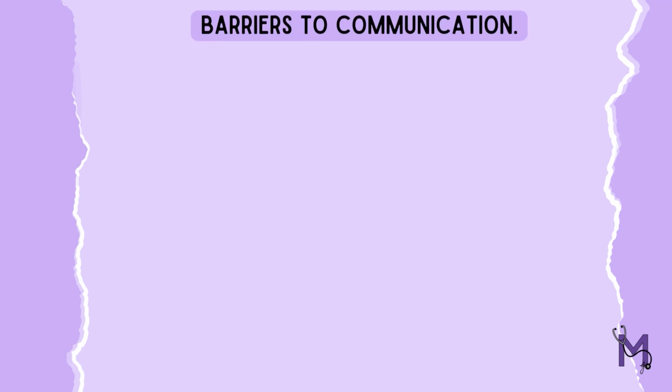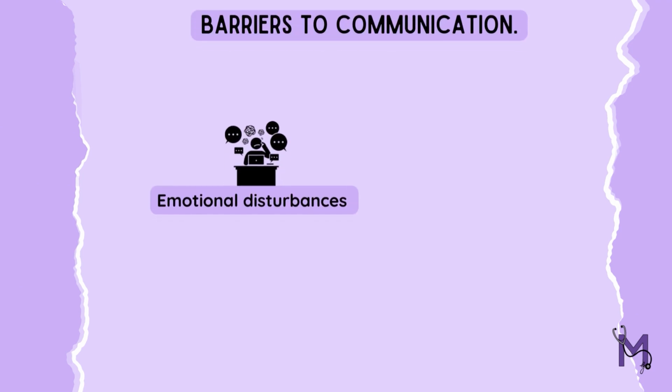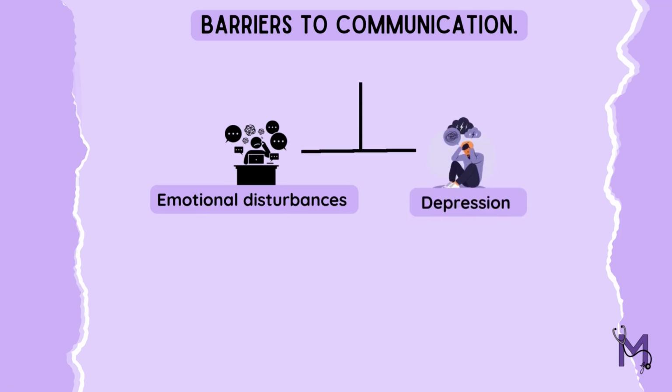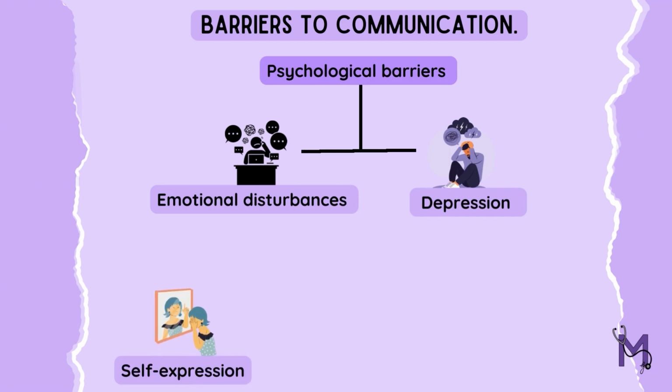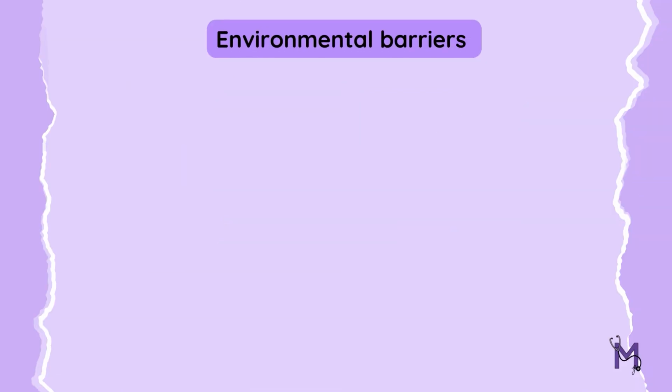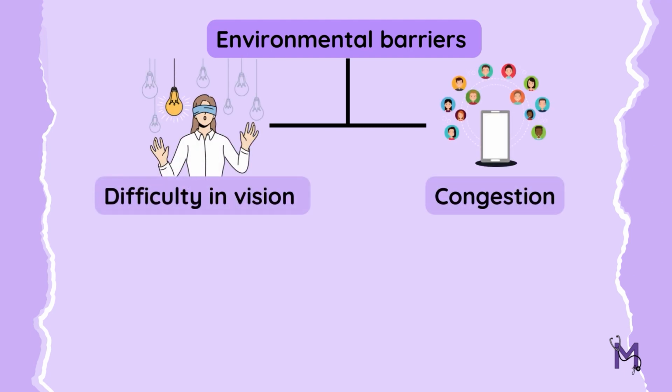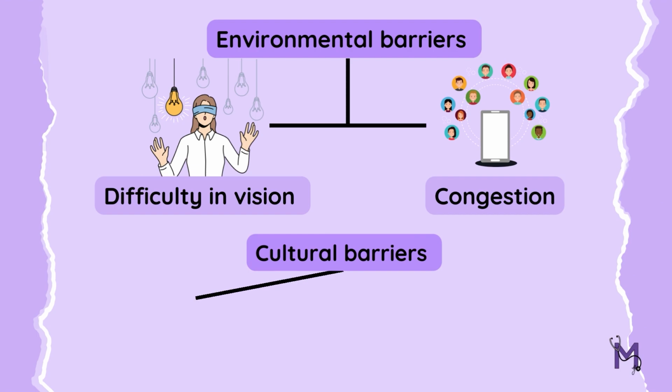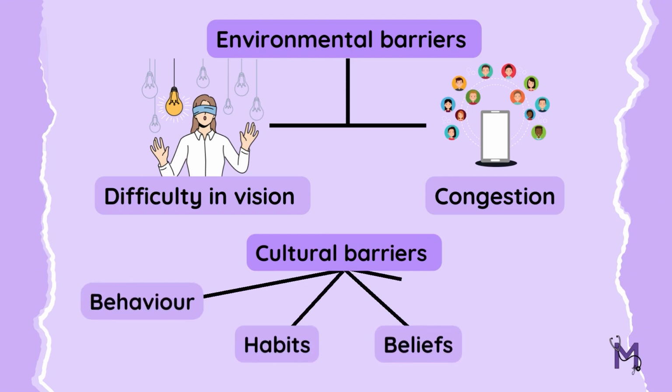Coming to the last part of the video, we will discuss some barriers to communication. People with emotional disturbances or depression will have psychological barriers to communication, while those with difficulties in self-expression, hearing, or seeing will have physiological barriers while communicating. Environmental barriers are those where the surrounding environment of the people causes difficulty in vision and congestion, etc. Lastly, communication must also take into consideration cultural factors like patterns of behavior, habits, beliefs, customs, etc.